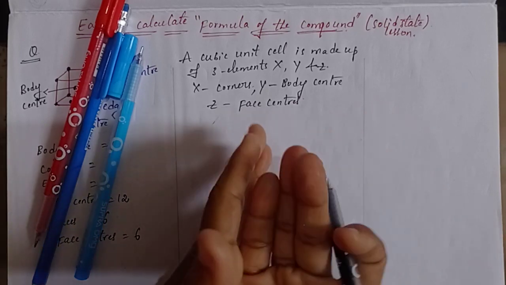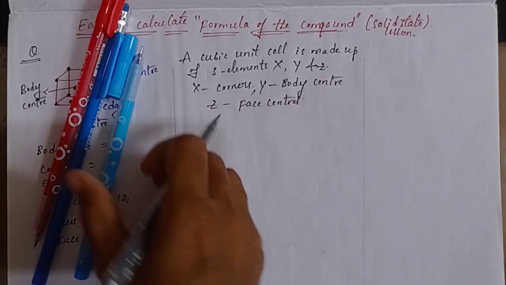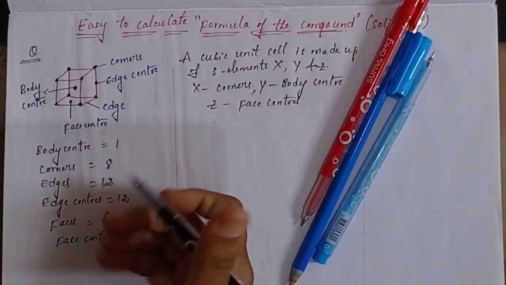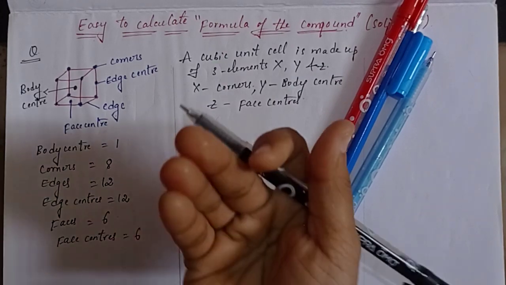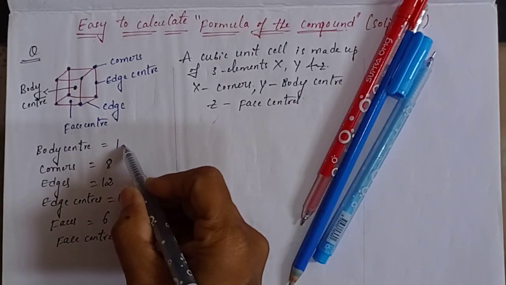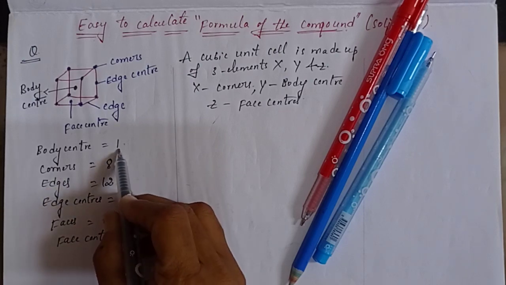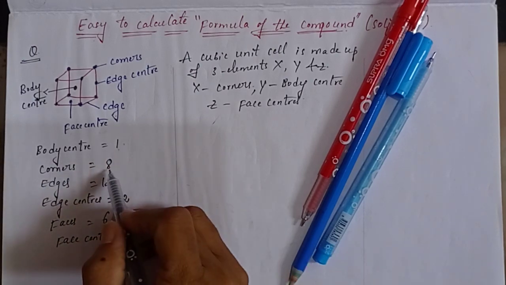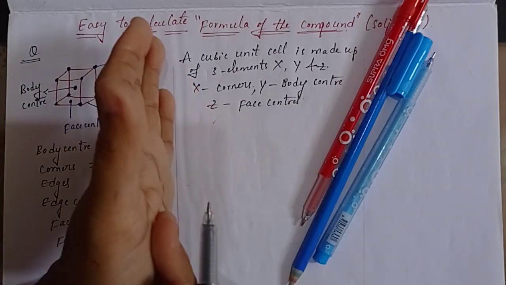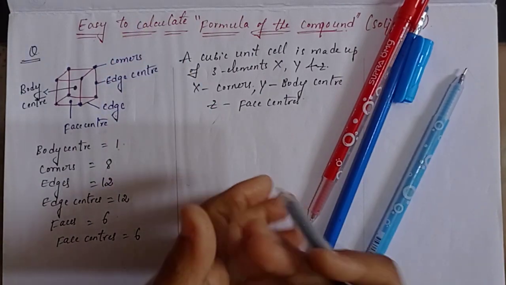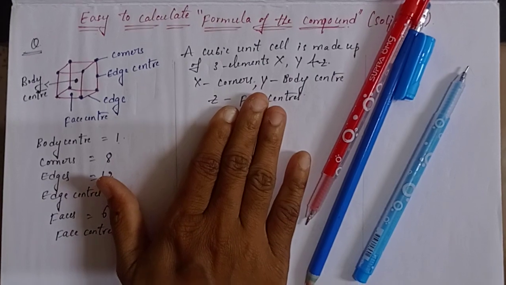Before going to calculate the formula of the compound, first you should know the contributions of the body center particle and the corner particle. So what is the contribution of the body center particle? What is the contribution of the corner particle? So first I am going to discuss contributions. Later we can discuss this problem.